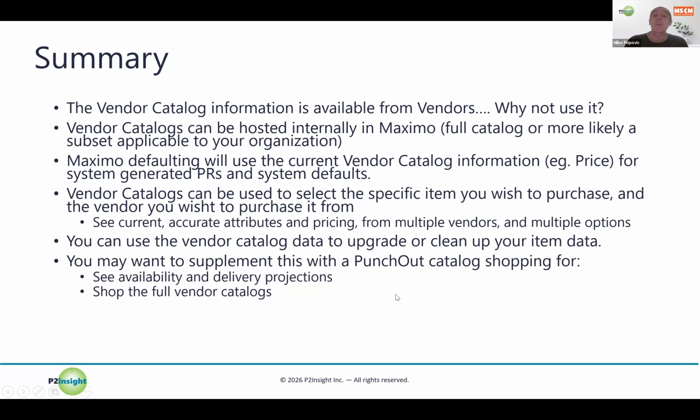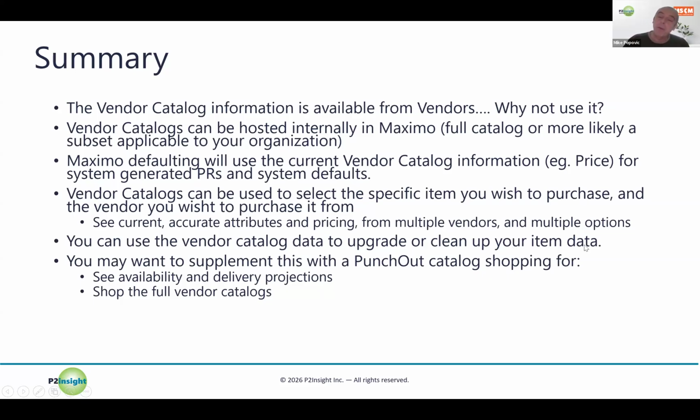Maximo defaulting will use the current vendor catalog information, but not from the vendor catalog; from the INVVENDOR table. So there are no changes to the source code, but it will have accurate, current information. Vendor catalogs can be used to select specific items if you wish to purchase from different vendors. You can compare prices from different vendors, different offerings, different models, different manufacturers, and so forth. And then you can use the vendor catalog data, now that you have it in Maximo, to upgrade and clean up your internal item master data as well.